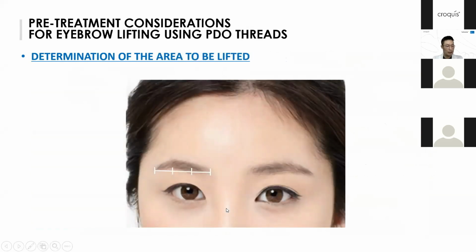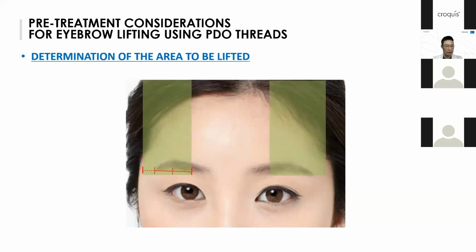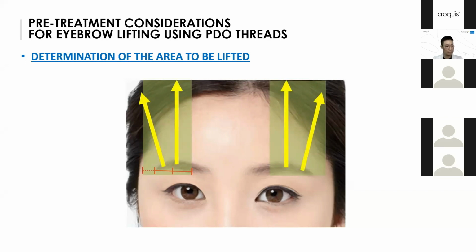In general, the target area for brow lift is the lateral two-thirds of the eyebrow. Clinically, lifting a slightly more lateral part than the eyebrow can achieve a better eyebrow lift. And when lifting this area using video threads, the appropriate vector is in an upward and slightly outward direction.